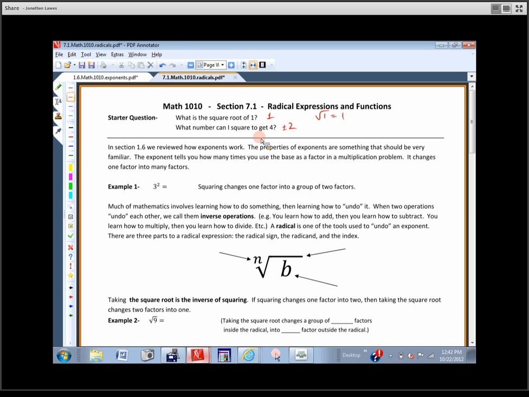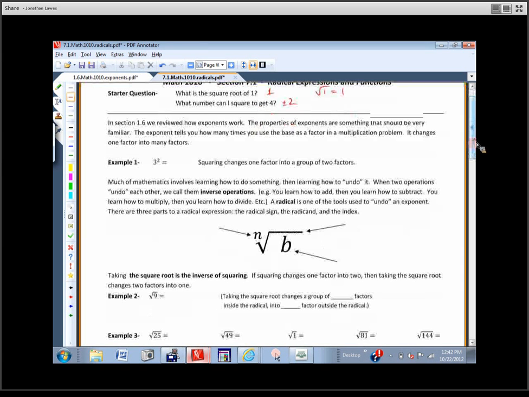And knowing the stuff that is in 1.6 is really helpful for this next one. So again, one last time, make sure you get that video watched, fill out the notes, and get the section done. So on this first example, we've got 3 squared. Now everybody knows what the answer is to that, but I want to look at this in a little bit different way. When we do 3 squared, what it means is 3 times 3. Squaring takes one factor, it takes the base, and it makes it look like 2 of them. So we do 3 times 3, and that's why the answer is 9. So when we square something, it changes one factor into 2 factors.